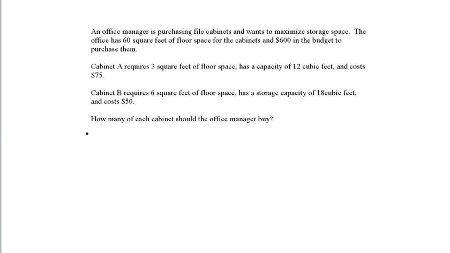My first equation is going to be 75x, which represents the number of A cabinets, plus the number of B cabinets, which will be 50y. Well, that has to be smaller than or equal to the budget of $600.